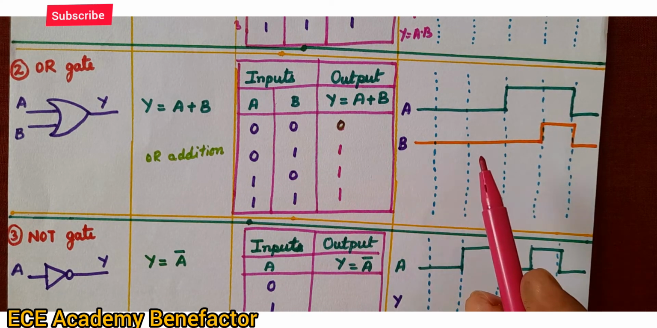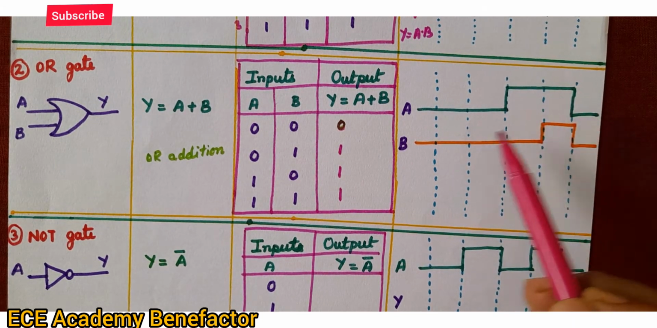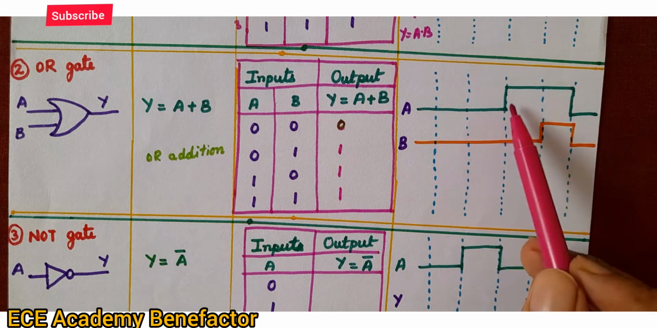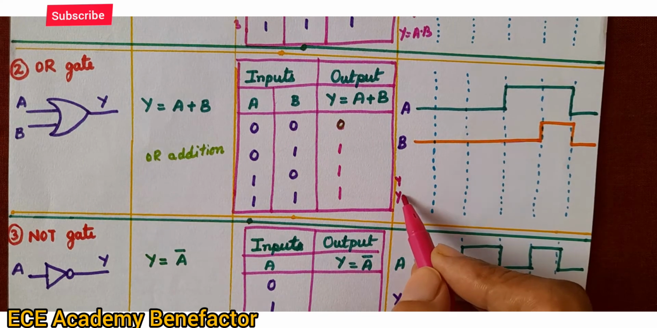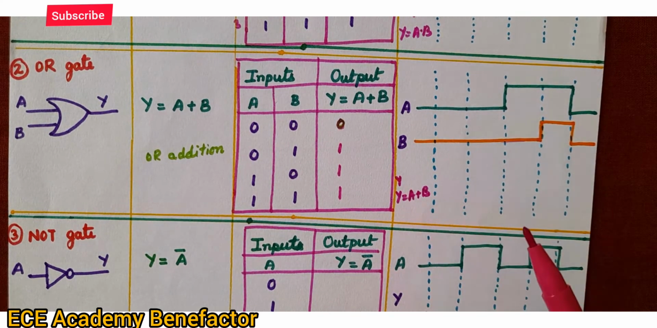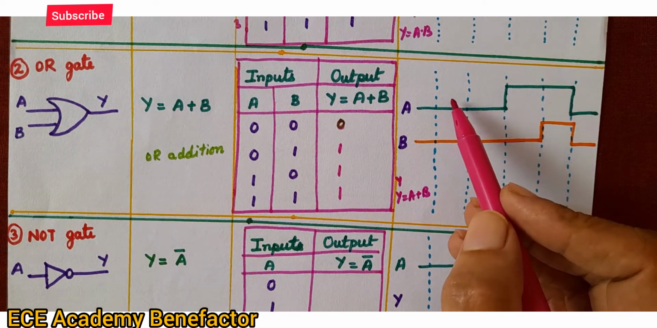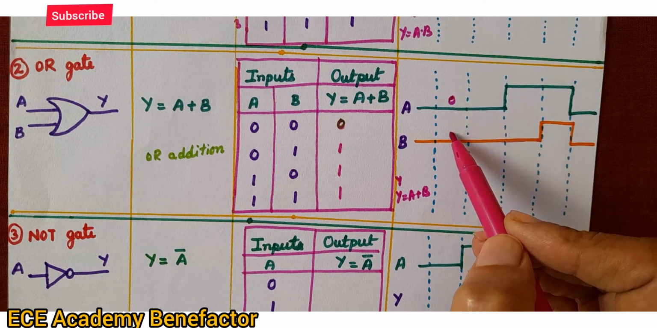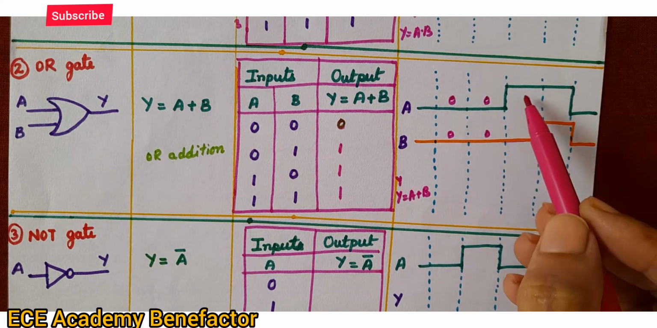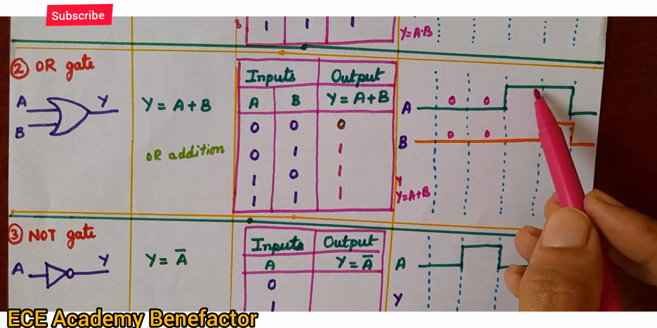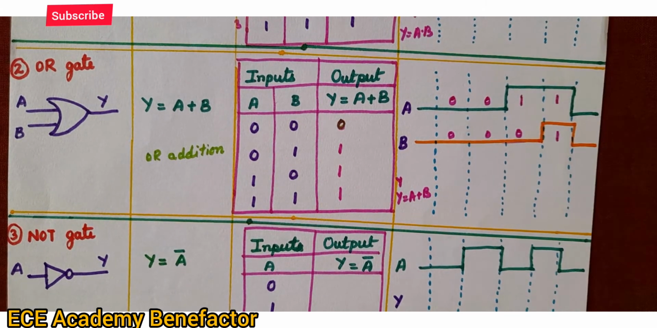Coming to the timing diagram, let us say this is the A waveform and this is the given B waveform. Now you have to find Y, the output waveform. What is Y? A plus B, so you have to do OR addition. If these two inputs are given to an OR gate, what waveform will you get? In the T1 period both are 0, 0. In the T2 period it is 0, 0. Then A goes up so it is 1 and B is 0. Here both are 1.